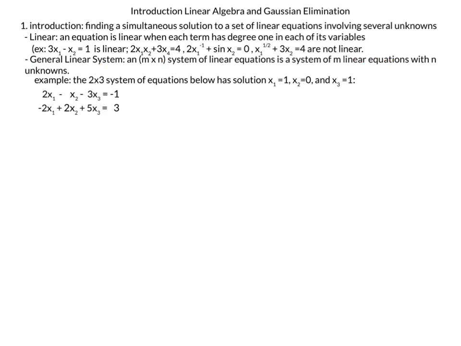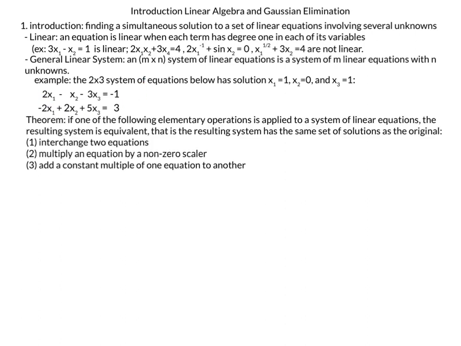So here we have an example of a 2 by 3 system of equations. That's 2 equations, 3 unknowns, x1, x2, x3. And we can verify it has at least one solution, x1 equals 1, x2 equals 0, and x3 equals 1, by plugging these variables into both equations and seeing that this solution will solve both equations.